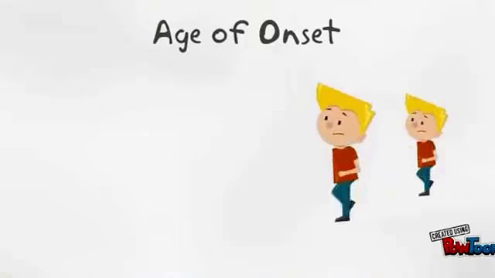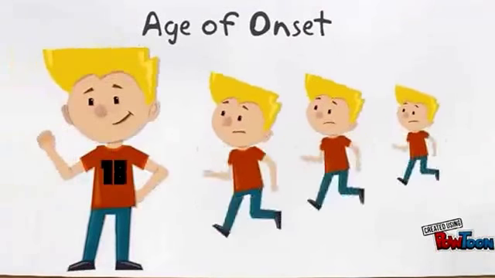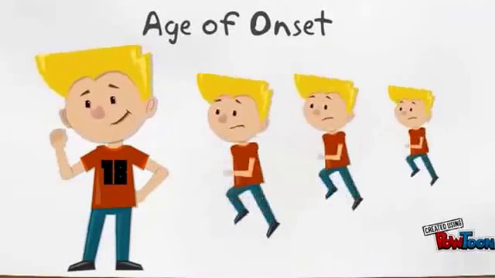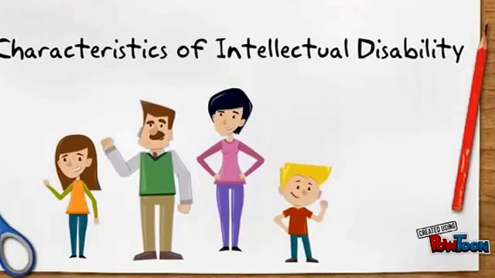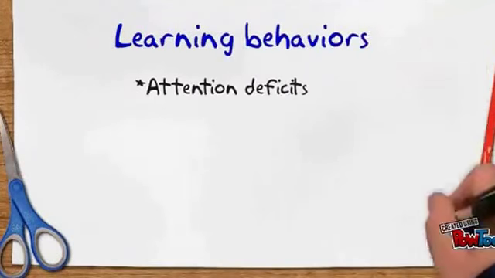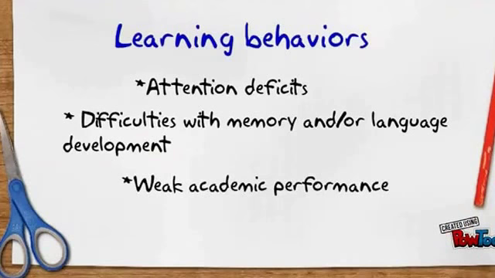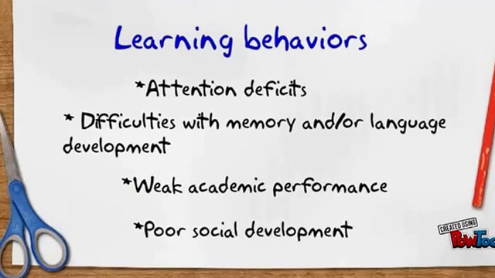Lastly, as discussed in the definition, the age of onset is during the developmental period, which is defined as before the age of 18 by the United States. Characteristics of individuals with intellectual disability. Common learning and behaviors of a person with intellectual disabilities, or ID, can include attention deficits, difficulty with memory, weak academic performance, trouble generalizing knowledge, difficulties with language development, lack of motivation, and they may also exhibit poor social development.